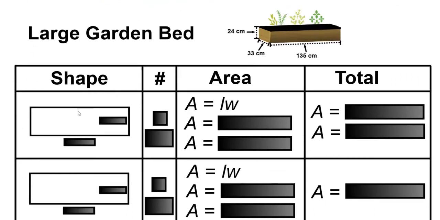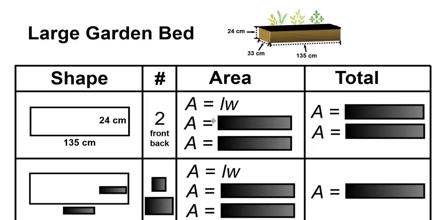Start by drawing the first rectangle. That'll be our front side, 135 centimeters by 24 centimeters. This rectangle includes the front and the back, so the number will be 2.